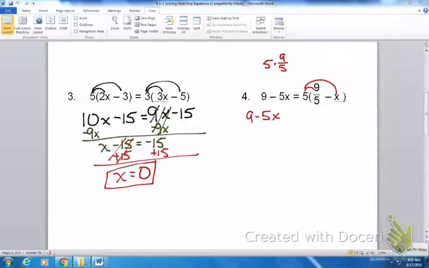Okay? Now, when we do this, this is kind of like the numerator of this fraction. This is the denominator. That's why they will cancel out, okay? So what's left is really 9 over 1, which is just 9. And that's what we were doing the other day when we canceled out fractions. When you multiply by the denominator, it leaves the numerator. So what I end up with is just 9. 5 times negative x is negative 5x.